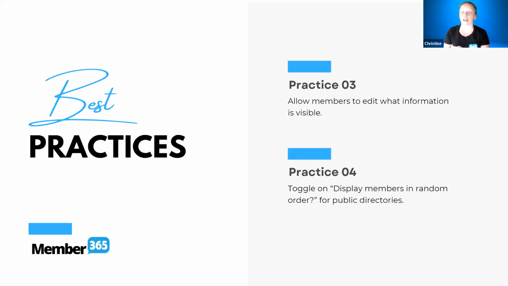Then finally is toggling display in random order. That's something I also really like, especially if you are doing it on the public website for certified members, or even just to promote your members to help them get jobs. Because you don't want people to just land on everybody whose name starts with the letter A and then miss out on people that have a V or a W as their last name. So always things to consider.